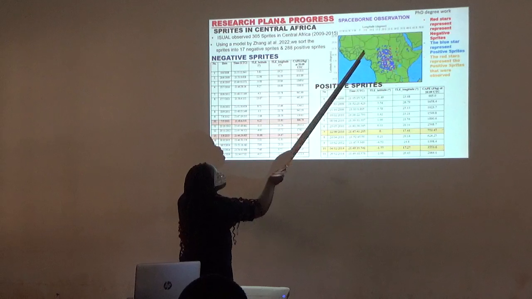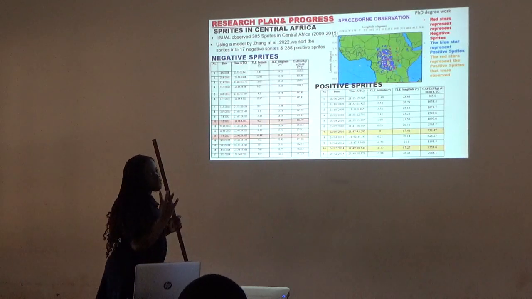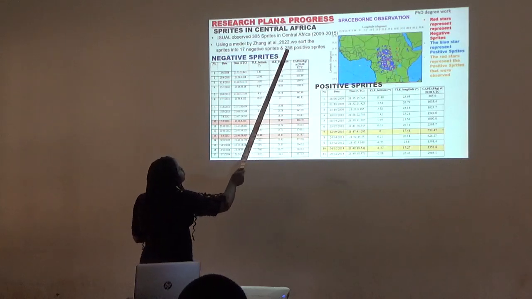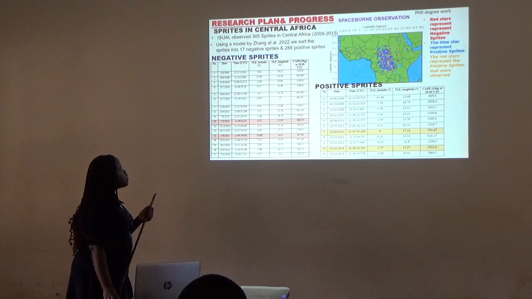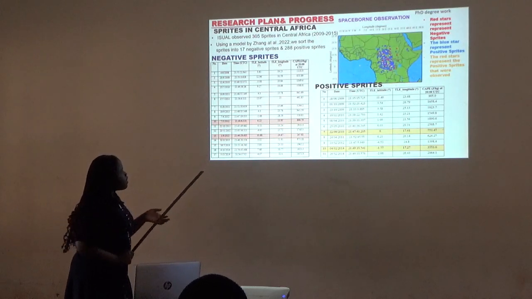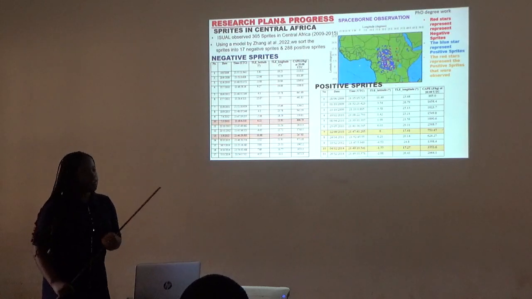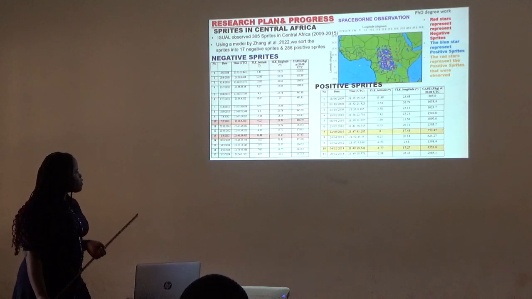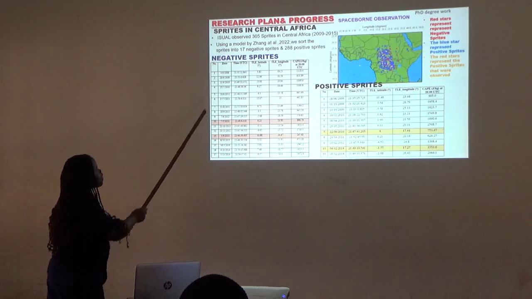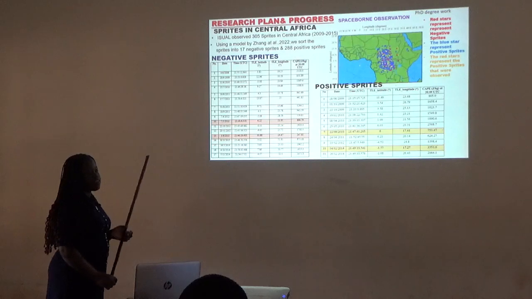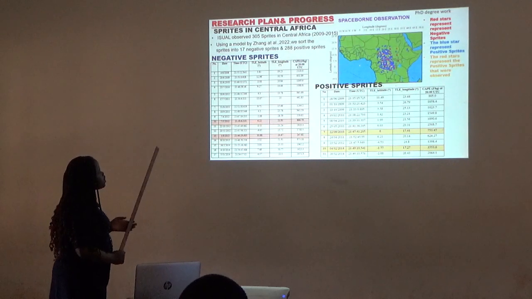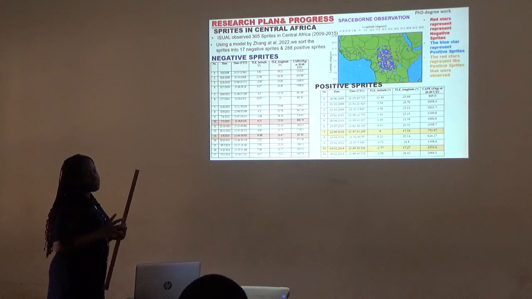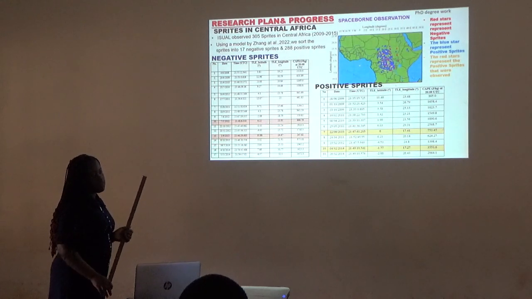And the positive sprites, we just sorted a few, since there were very many. For positive sprites, we had 288. And for negative sprites, we had only 17 cases. So these are the negative sprites, and negative sprites are very, very rare. But it was so surprising to find that in Central Africa we can get over 17 cases, which creates questioning of how competitive this region is, because negative sprites mainly occur in regions with very deep convective storms.